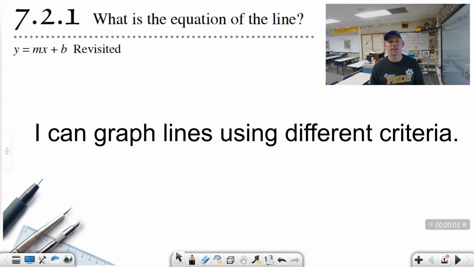Hello everyone and welcome to lesson 7.2.1. What is the equation of a line? Y equals mx plus b revisited.